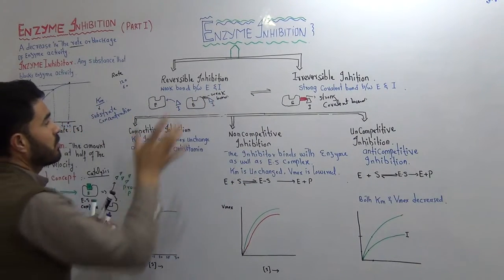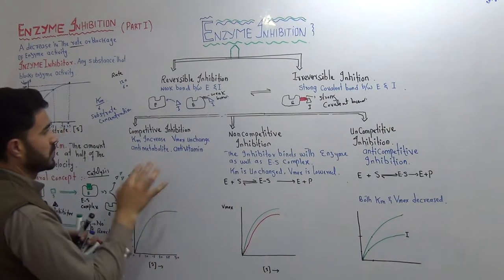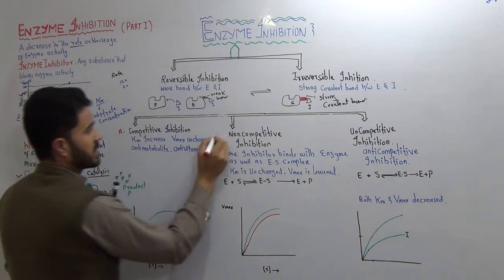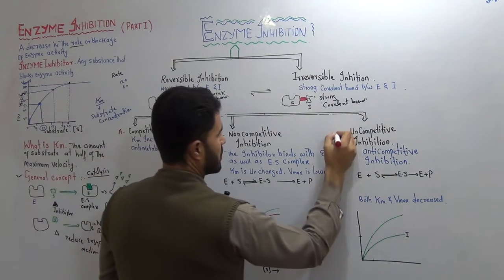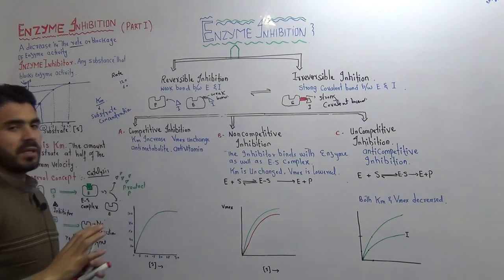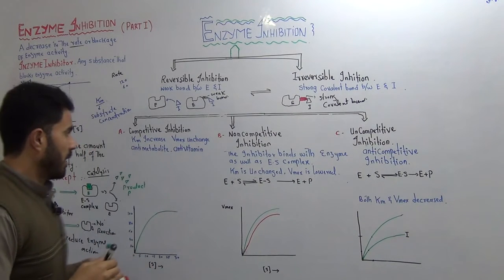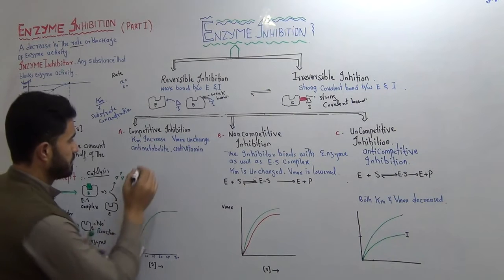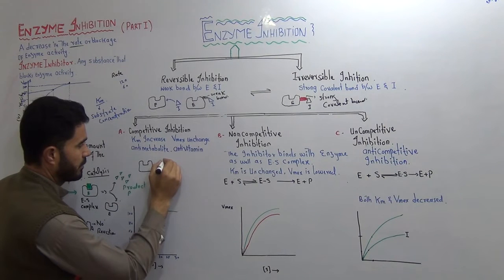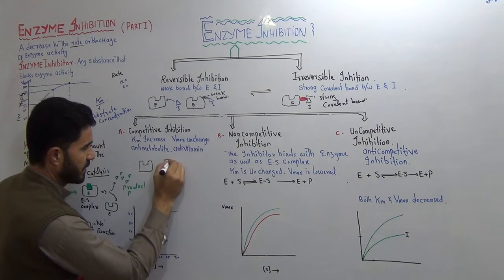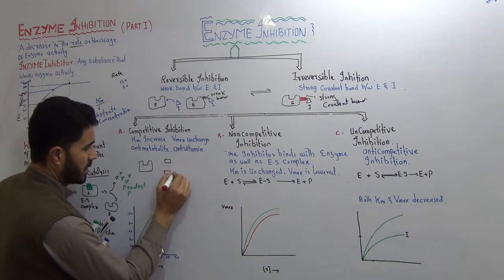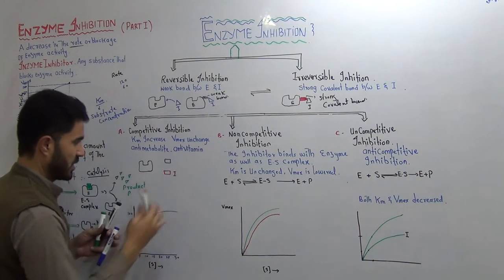Now reversible inhibition is further classified into three types. One is called competitive inhibition, the second one non-competitive, the third one uncompetitive inhibition. In competitive inhibition, we have enzyme, we have substrate S, and we have inhibitor I, both. This is inhibitor I and this is substrate S.